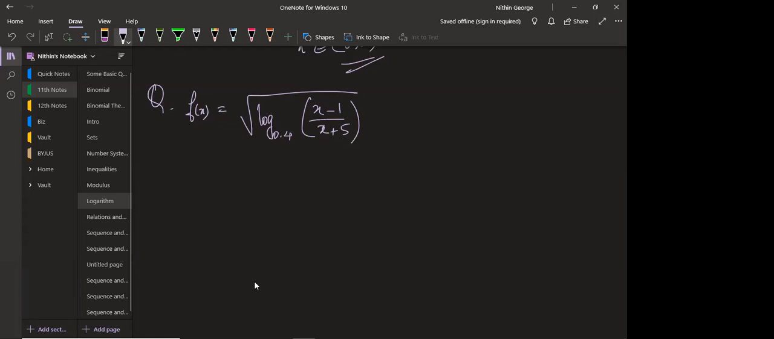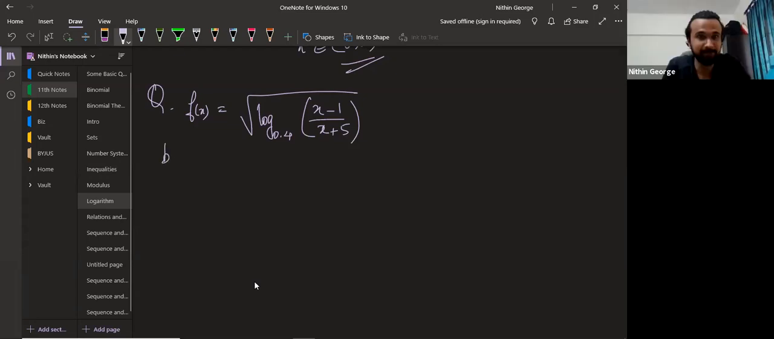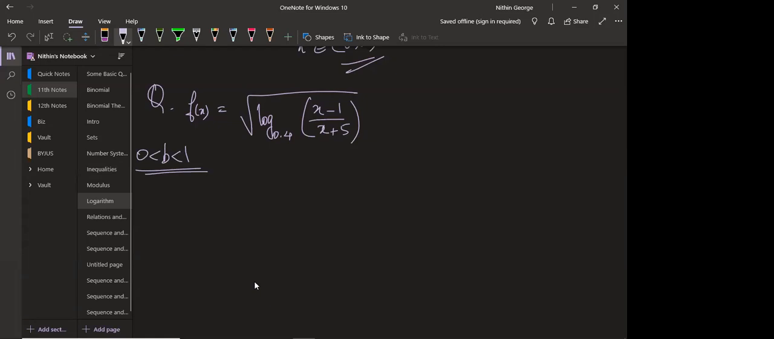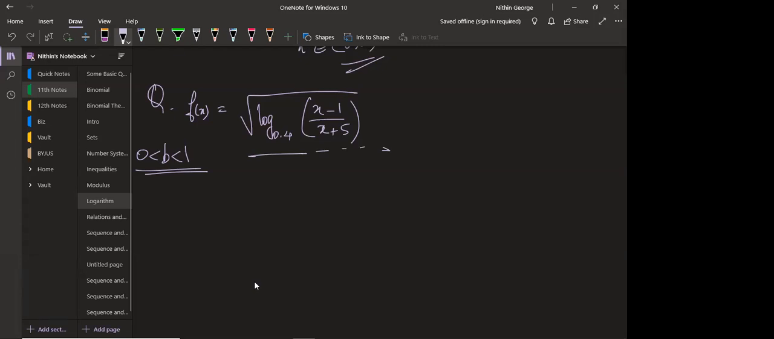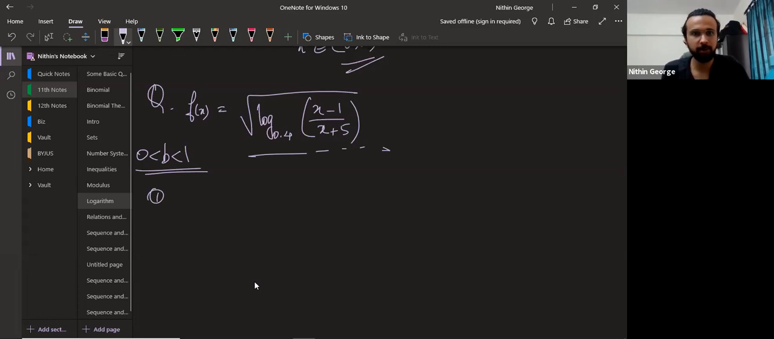The base is not greater than 1. Here the base is between 0 and 1, so the sign will flip whenever there's an inequality. But looking at this entire equation, what can we say right now? Sir, the thing inside the root should be greater than or equal to 0. Correct, that's point number 1. Whatever you put inside the root will always be greater than or equal to 0.